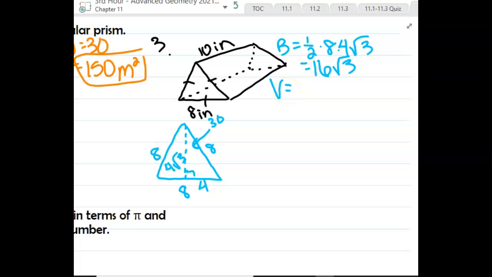And then to find the volume, we're going to take that and multiply it by the height of the prism. So if I were to set this prism up, and so the triangles were on the top and the bottom, how tall would it be? 10. So we take 16 square roots of 3 times 10. Typically today we'll go ahead and just round our answers. So if I were to round this to the nearest whole number, you should get about 277 inches cubed.